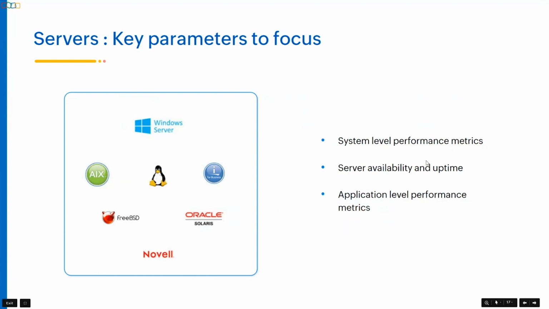Some of the system level performance metrics mentioned over here are the resource metrics, which are CPU usage, disk utilization, and memory usage. These are three of the core metrics that you need to monitor in servers, and not only in servers, but in all of the technological components in your IT infrastructure.